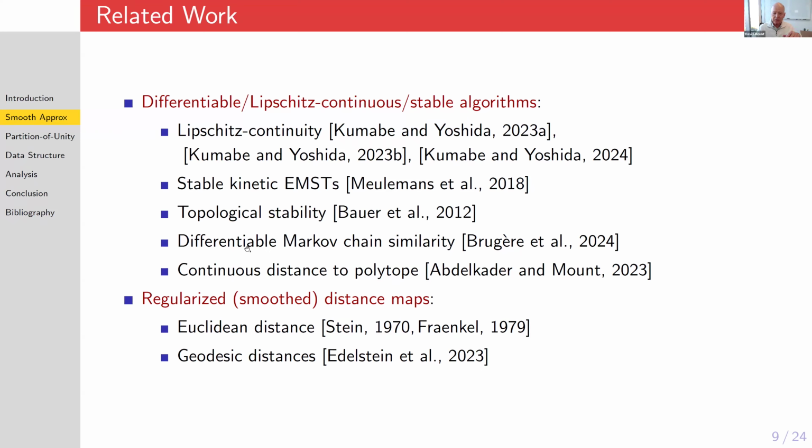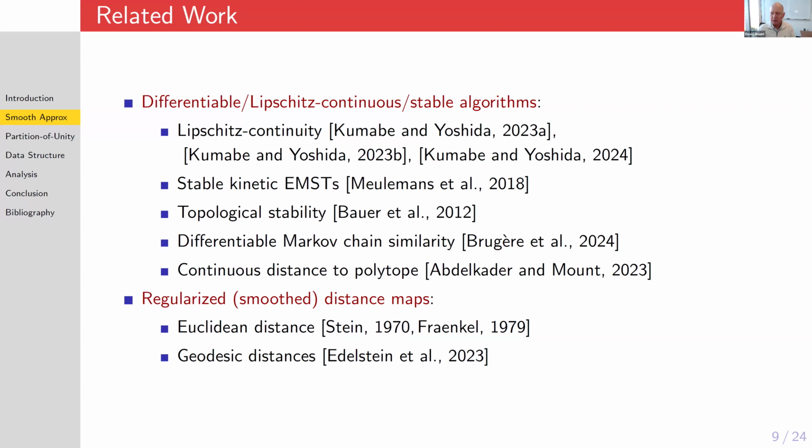Looking at similarity of Markov chains, differentiable measures of distance between these things and so forth. And then the other topic that kind of comes up in this area is the notion of regularization. Regularization refers to the notion of smoothing.